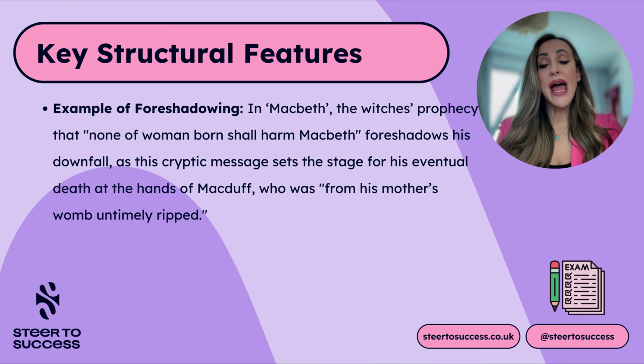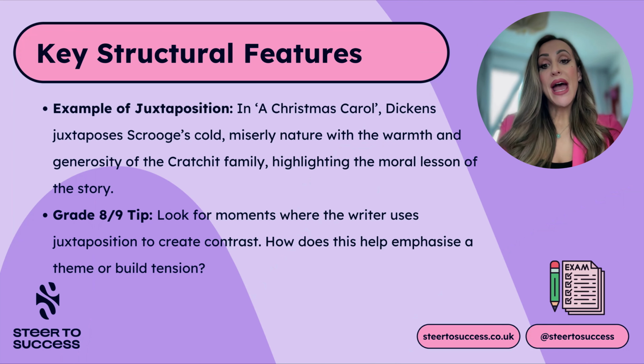They're two of the key ones that we want to be looking for within text. An example of foreshadowing: in Macbeth, the witches' prophecy that none of woman born shall harm Macbeth foreshadows his downfall, as this cryptic message sets the stage for his eventual death at the hands of Macduff, who was from his mother's womb untimely ripped.